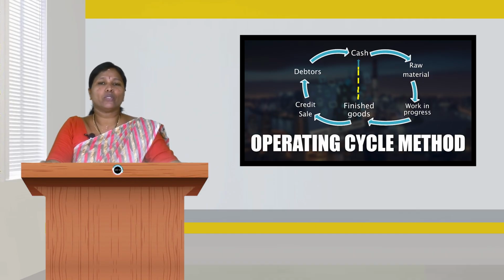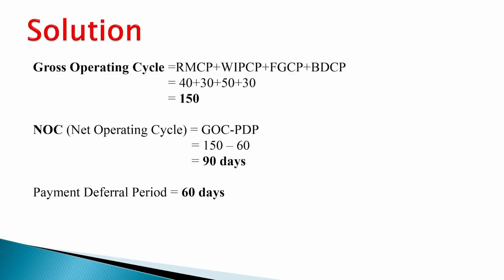Now easily you can calculate the net operating cycle. The formula is gross operating cycle minus payment deferral period. In this problem, the firm gets credit on purchases from suppliers for 60 days. That is the payment deferral period, directly given in the problem. So we deduct that 60 days from the gross operating cycle of 150. So 150 minus 60 is equal to 90 days.